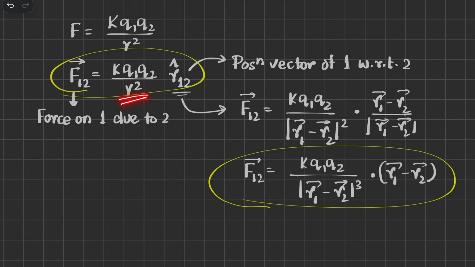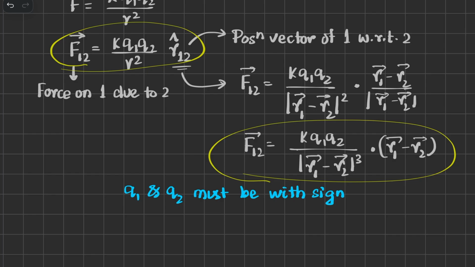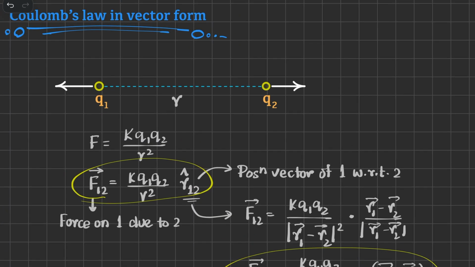Here we have directly written it in vector format, but if the positions of the two individual charges are given, we will use this format, and we have to mind that q1 and q2 must be put with sign. So here the concept is q1 and q2 must be with sign. See the R12 vector here, if I want to show the position vector of 1 with respect to 2, it will be this way.